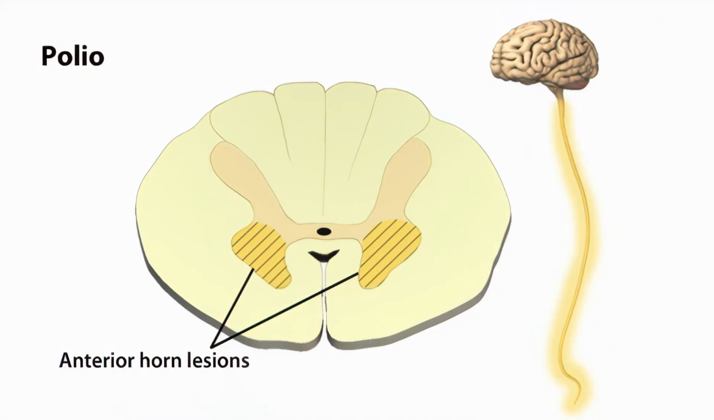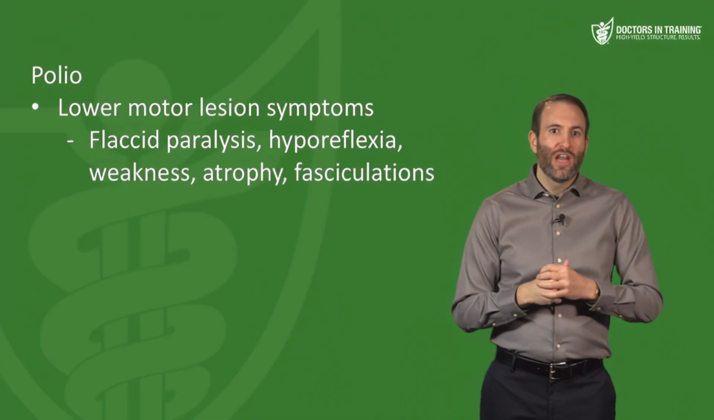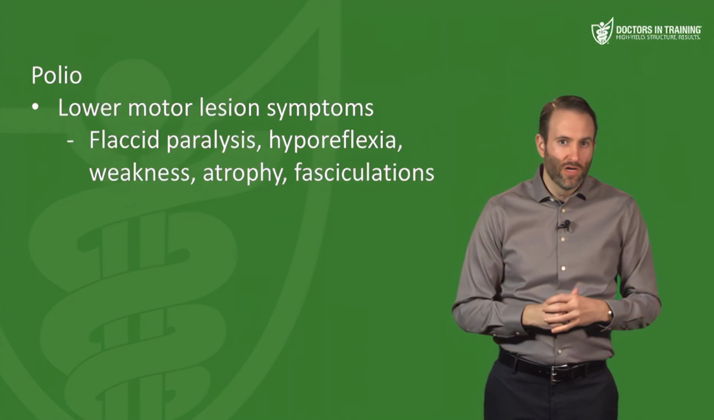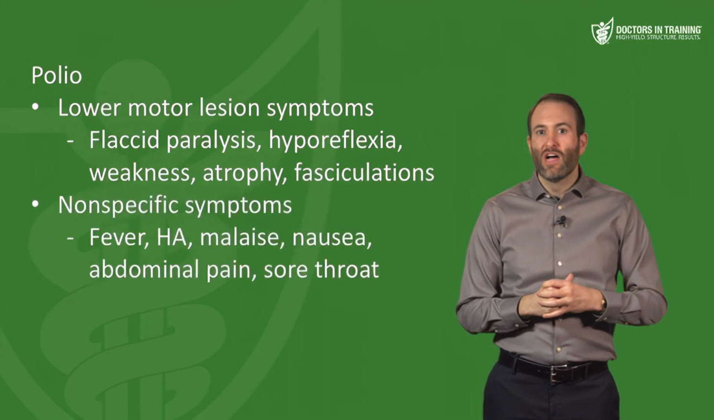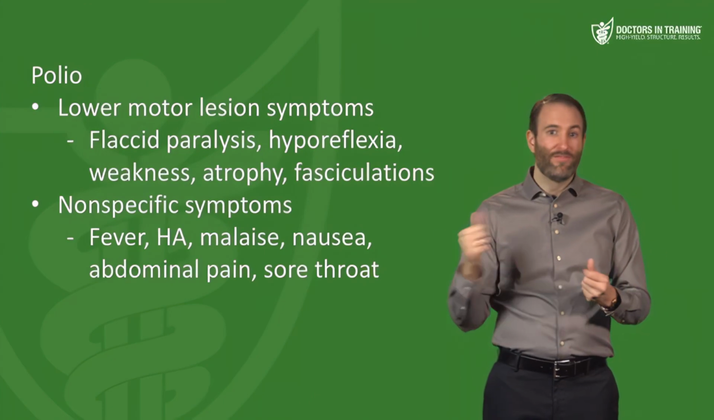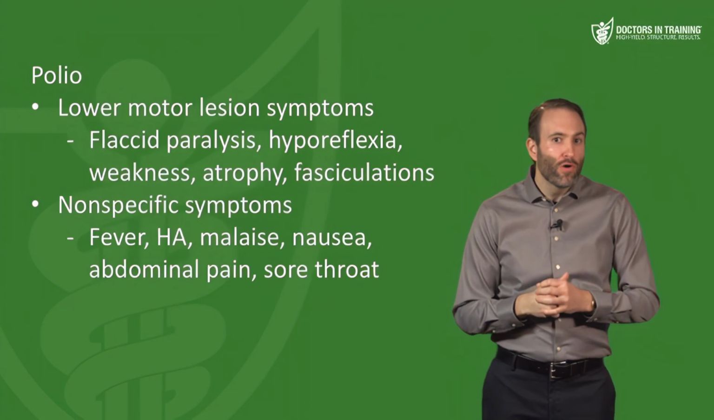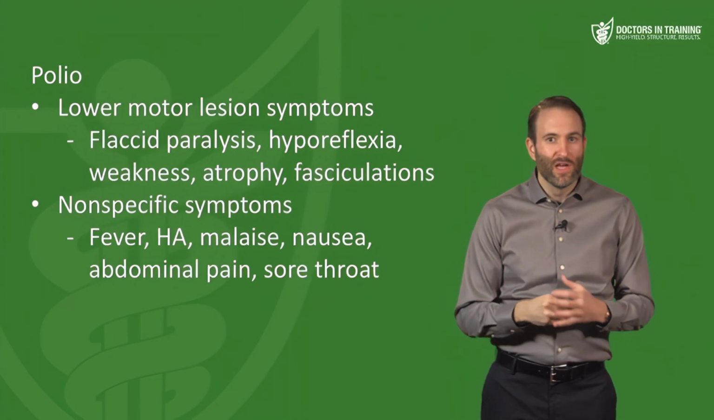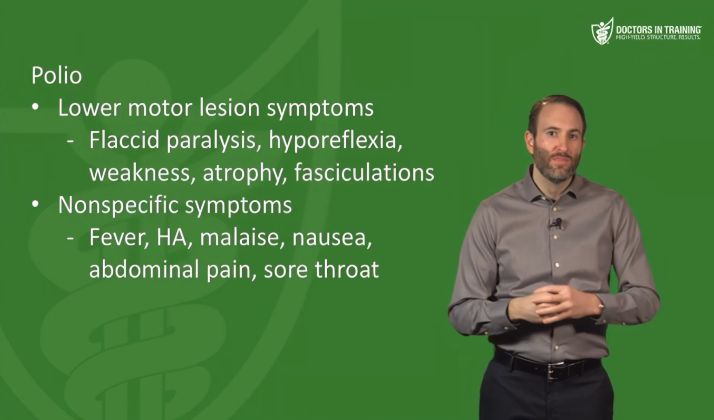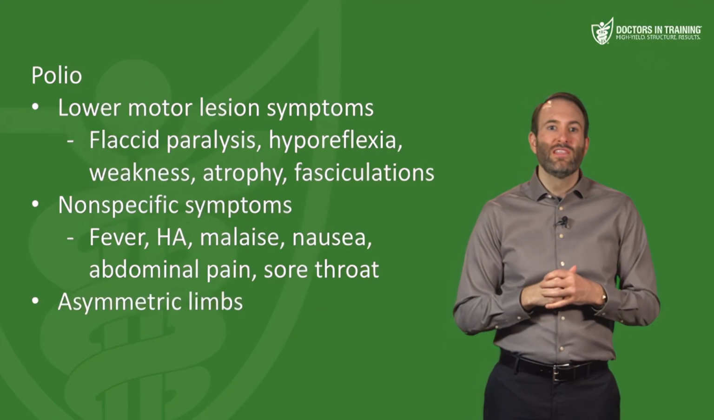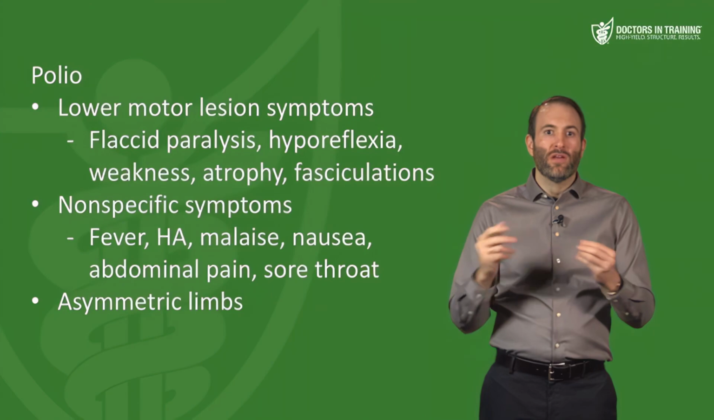Now it likes to live in these motor neurons of the anterior horn. Because it's living in those neurons, it's actually going to destroy those lower motor neurons. So you're going to have lower motor neuron symptoms with polio, which will result again in that flaccid paralysis that we talked about before. Now patients may also have non-specific things consistent with a viral infection as well, things like fever, headache, malaise, nausea, maybe some abdominal pain, maybe even a sore throat. But the more important neurological findings will include hyporeflexia, weakness, atrophy, and fasciculations, which again are symptoms consistent with that lower motor neuron lesion. Now in some cases you will see asymmetric limbs due to that muscle atrophy.